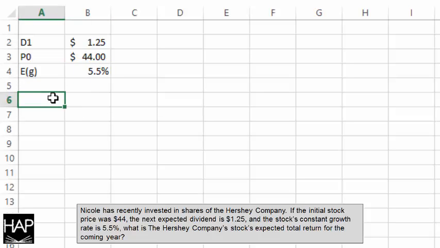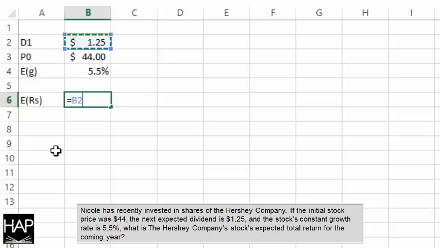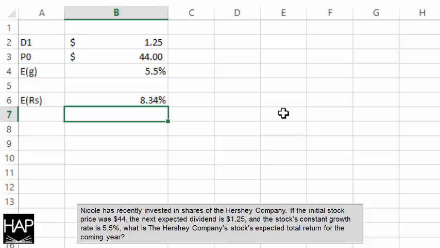In order to find out what the total expected return is, all I have to do is plug in these values as they appear in the constant growth model formula. That is to take the next expected dividend payment over the current price of the stock plus the expected growth rate. Once I do that, I see that I get the same expected rate of return of 8.34% on my stock with the Hershey Company.